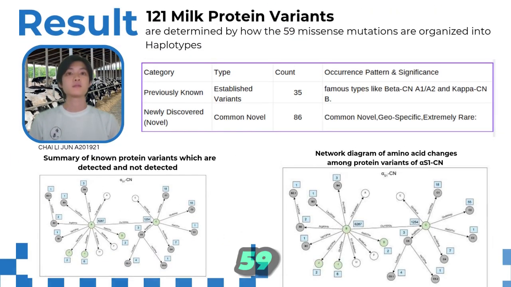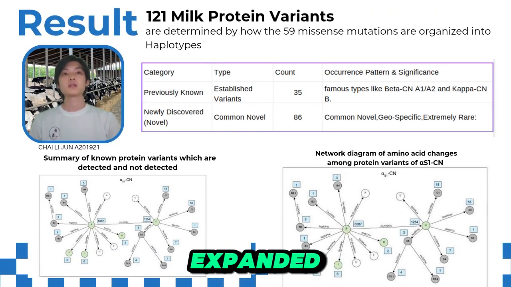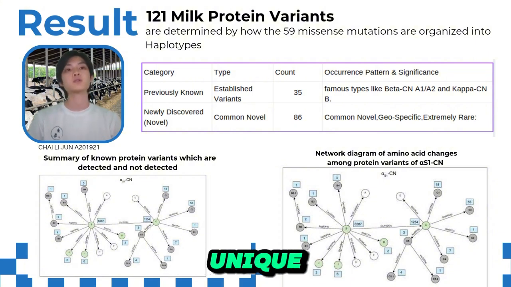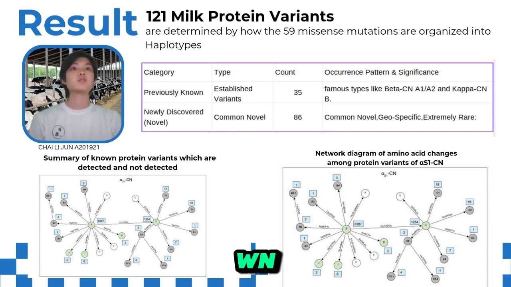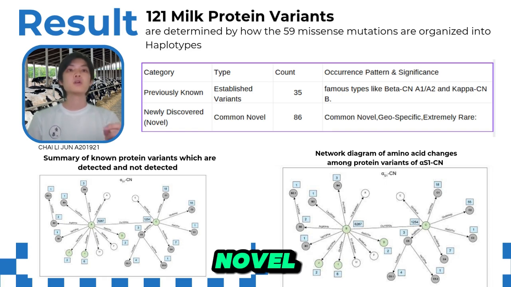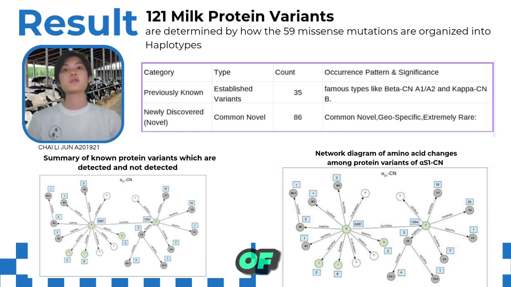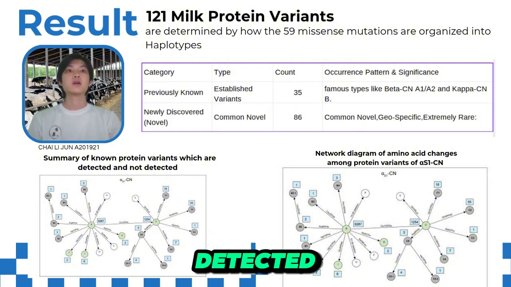By organizing these 59 mutations into haplotypes, we expanded the known library from 35 established variants to 121 unique proteins. Among them, 35 protein variants are previously known, including famous ones like beta-casein A1 or A2, and also 86 newly discovered protein variants, categorized into common, novel, geo-specific, and extremely rare. And here is the summary of the known proteins which are detected and not detected.